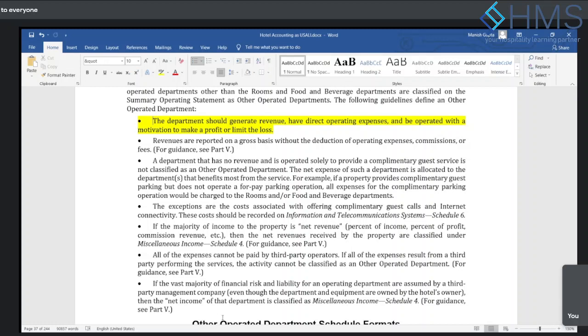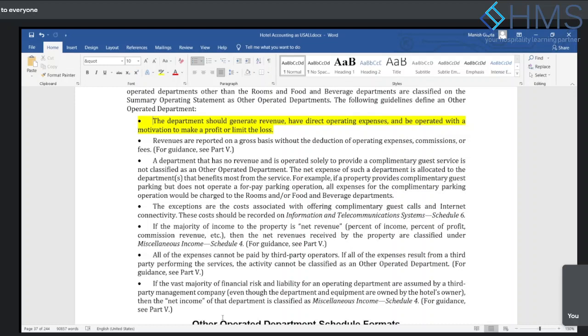But many hotels, like a distant hotel, the business center is just a usual expense. So this is not really making a profit. You are providing this to keep your star ratings, to provide the services to the guests when they need it, but not really as a motivation for profit. So before you identify any department as other operating departments, it should have its own ability to generate revenue, have its own expenses, and be running to make a profit or to reduce the losses.